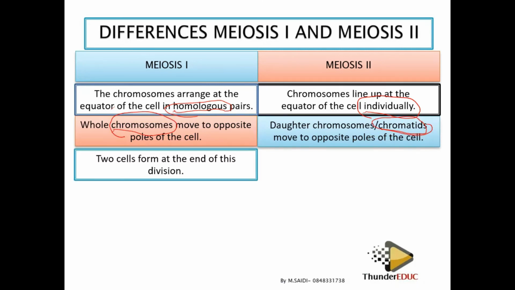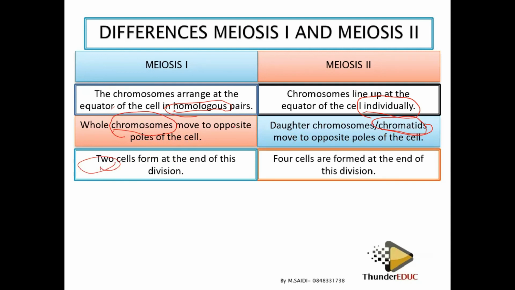to opposite poles. Why do we call them daughter chromosomes? They have not yet developed to form real chromosomes. That's why we call them daughter chromosomes. But we prefer saying chromatids. Two cells form at the end. So we say that here you form two cells, while the other side you form four cells. You see the key point?